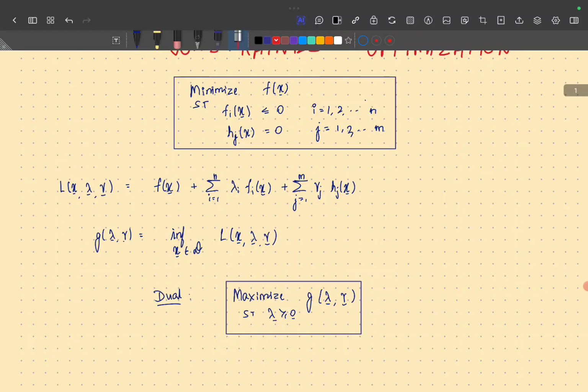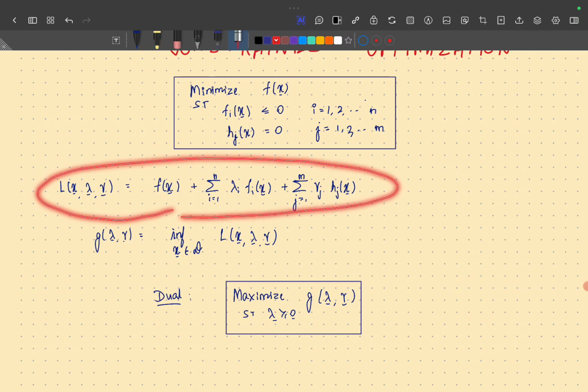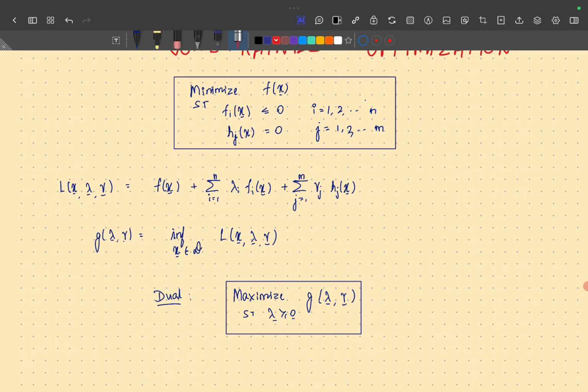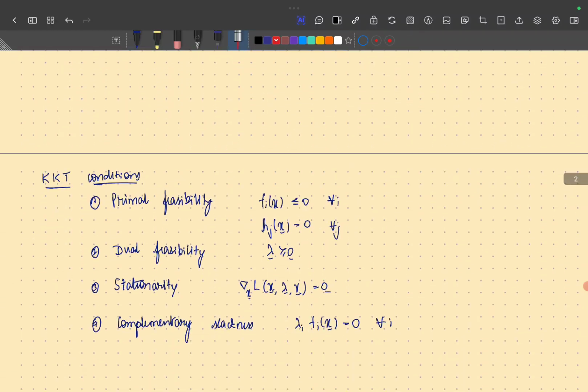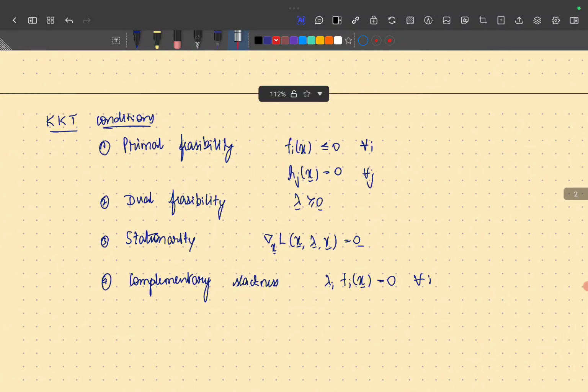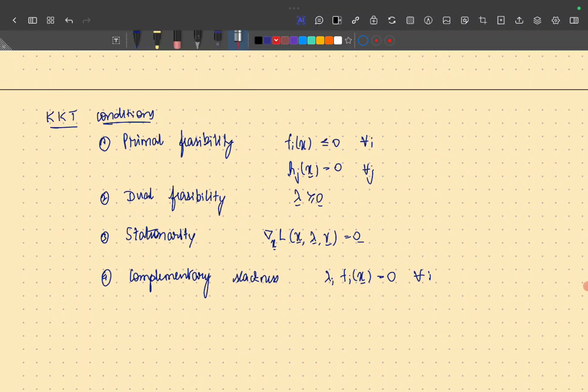And you can have strong duality even without the problem being convex. You can have a non-convex problem where strong duality holds, and by finding the saddle point of the Lagrangian, you can solve both the primal and dual optimization problems simultaneously. And one way to do that is to solve for the KKT conditions. So we had a bunch of conditions, including primal feasibility, dual feasibility, stationarity, and complementary slackness. That's the gist of what we did in the last few classes.